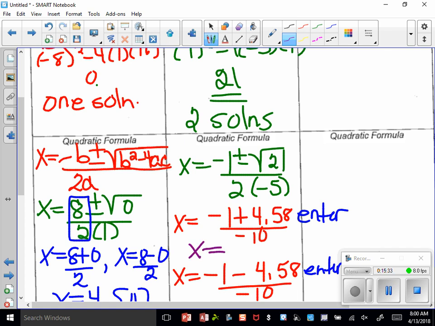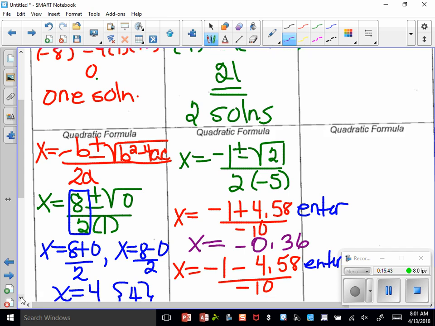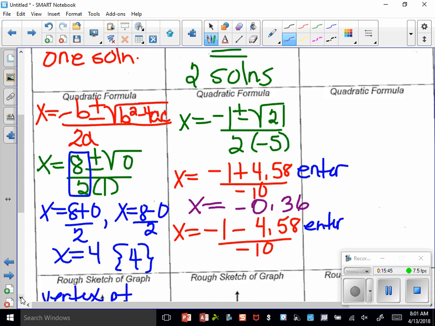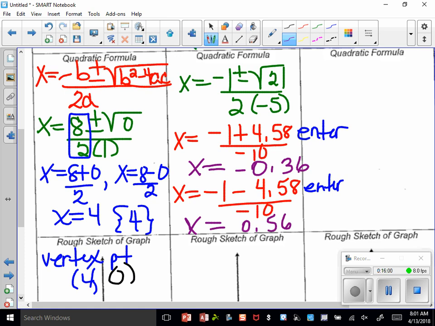Okay, -0.358, so we'll say -0.36 since we're rounding to the hundredths. Okay, can someone give me the answer for the second one? Okay, Alex. 0.558, so that'll be 0.56. Okay, and then you just use your little set brackets to put both of your decimals in. Doesn't matter which one you write first.